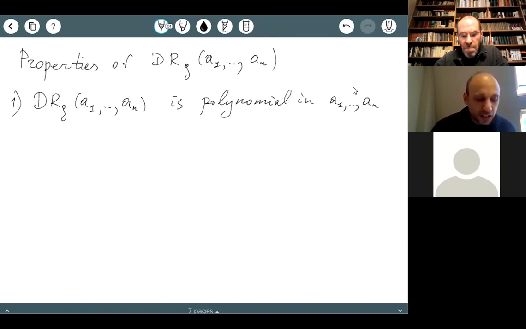First of all, it's not in the Picard group. DR_g is in H^{2g}. But nonetheless, there is a formula for this cycle in terms of tautological classes. You can write an explicit formula. I'm going to write it in compact type, because in compact type the formula is much simpler, but there is a complete formula in M_{g,n} bar.